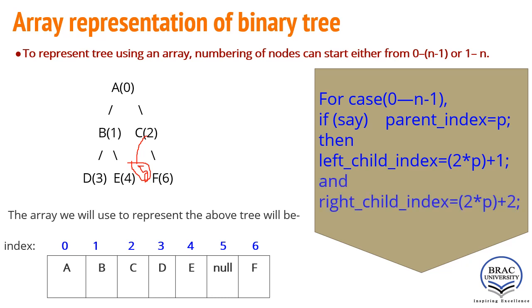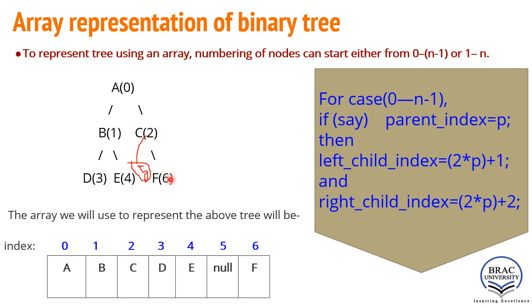So for this tree, when parent index is 0, left child index is 1, right child index is 2. When 1, left child index is 3, right child index is 4. When 2, left child index is 5, right child index is 6.